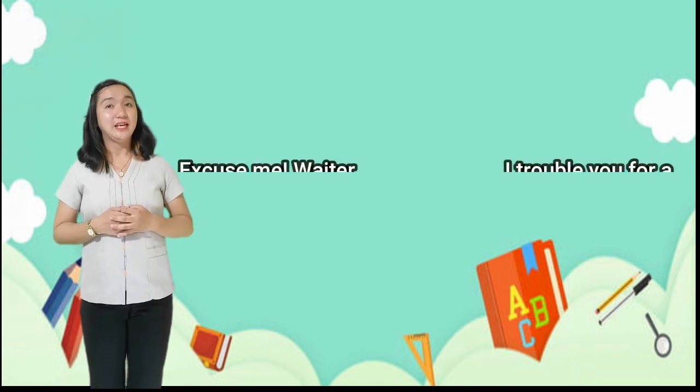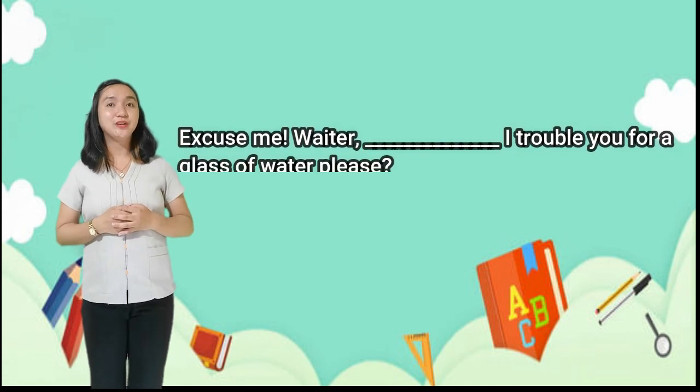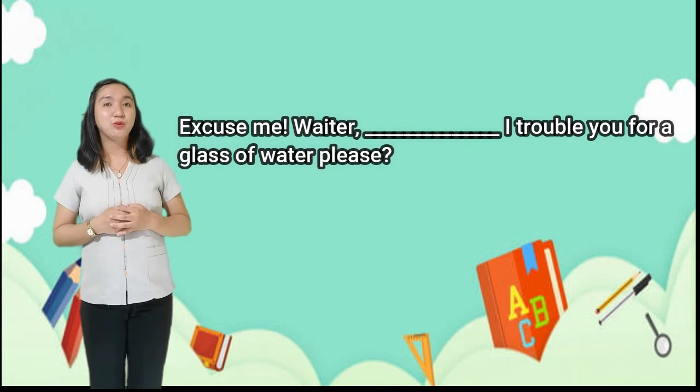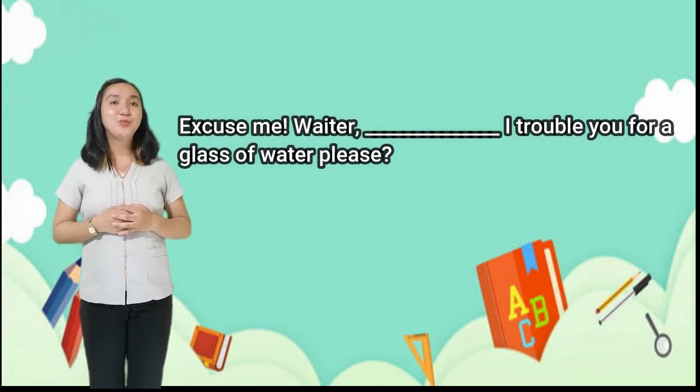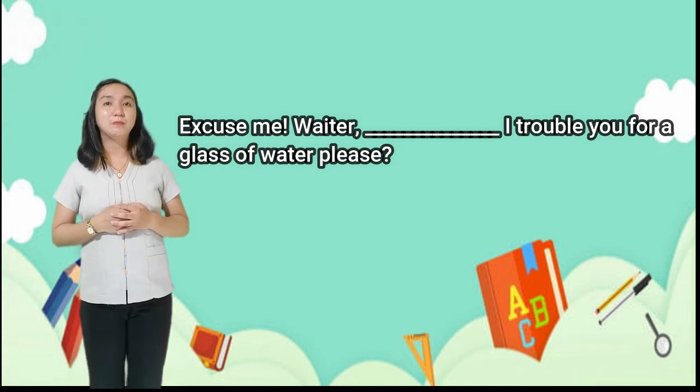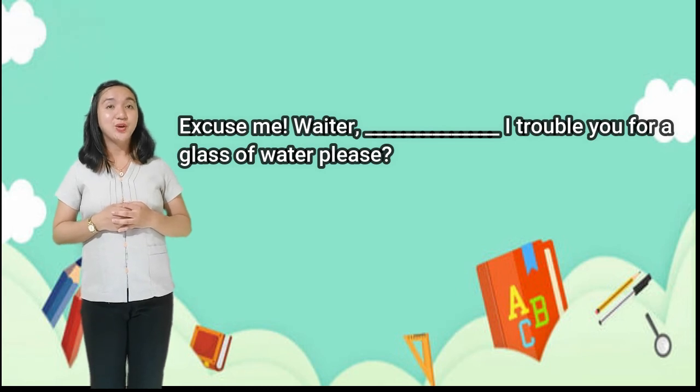You are in a 5-star restaurant and you want to ask the waiter for a glass of water. What should you say? Excuse me, waiter. Blank, I trouble you for a glass of water, please. You are trying to ask nicely in a place where people should be polite and respectful. Yes, we can use may or might.